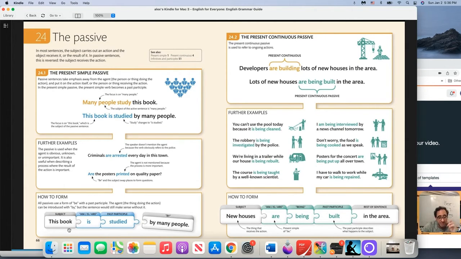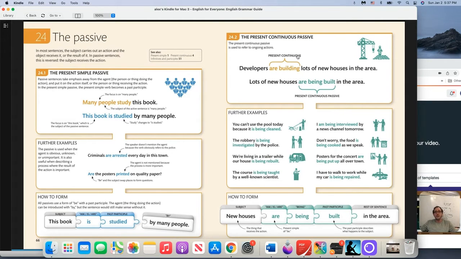Okay, how to form this? You take the subject, which is actually the direct object. This book, you add am, is, are. The only reason you would have am in there is if it's personal. I am studied, right? Otherwise, it's about plural or singular. Singular is, plural is are. Then you give the past participle, it never changes. This book is studied. The books are studied. Now, if I want to add the subject in, I say by, I use by many people. So that was the present simple passive.